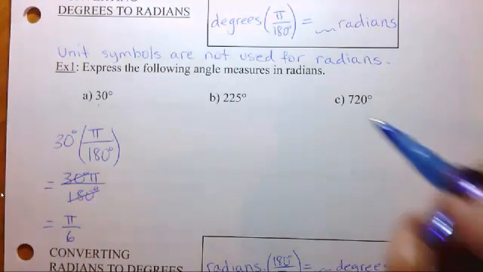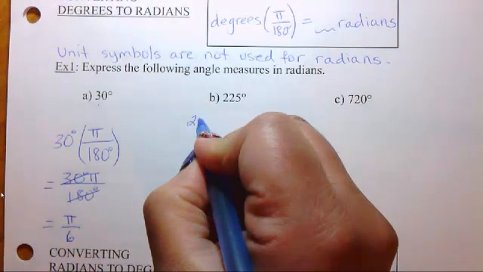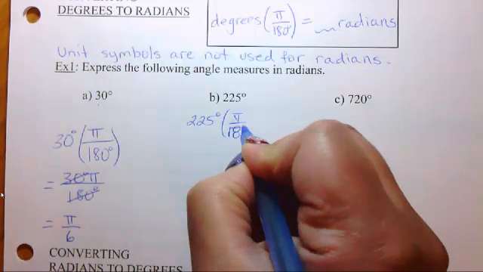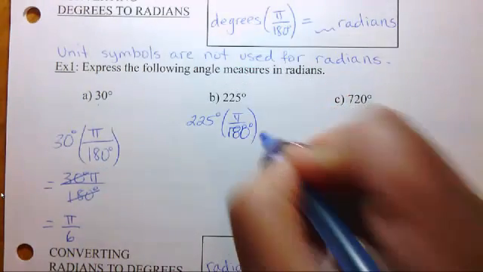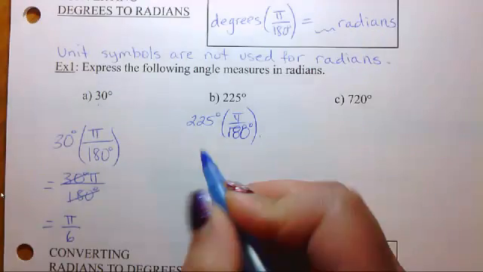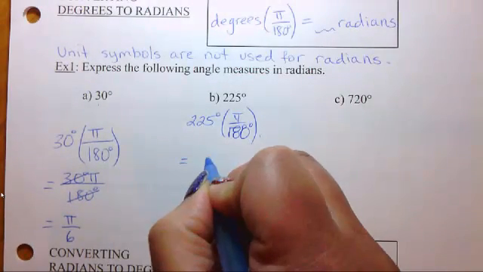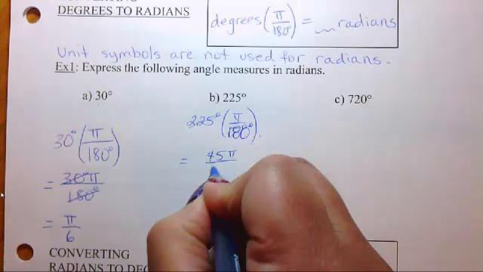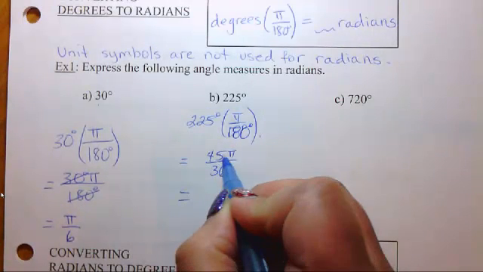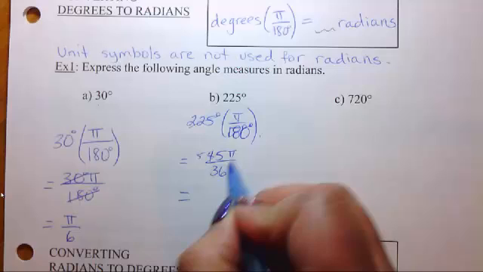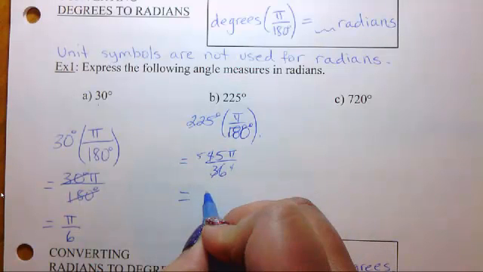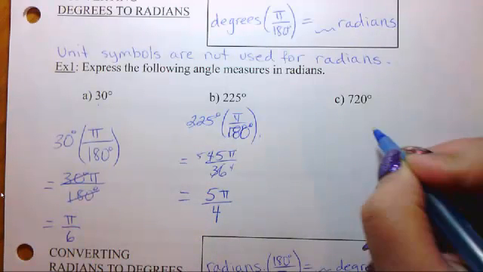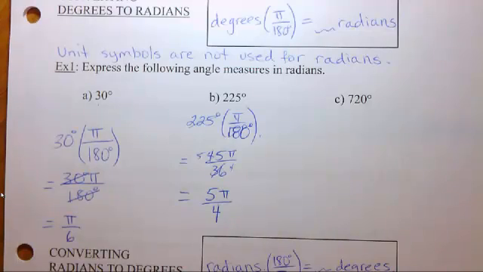Now for the second one, I want 225 degrees and I want to convert it to radians. So I've got pi over 180 degrees. And then that is going to reduce to, if I take a 5 out of here and a 5 out of here, 45 pi over 36, and I could still reduce that. Take a 9 out of here, I end up with 5. Take a 9 out of here, I end up with 4. So that's going to give me 5 pi over 4. All right, so why don't you give this one a try, and we'll cover it in class.